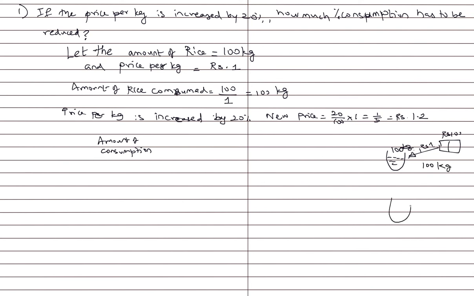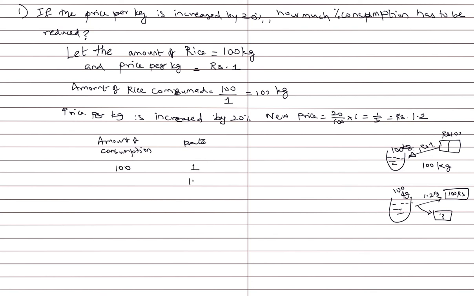Now in the money purse also we are having 100 rupees, but the rate is 1.2 rupees. That means how much kg of rice we can buy? That is the question, right? So we will write the rate. The amount of consumption is 100 kg we are consuming if the rate is 1 rupee.